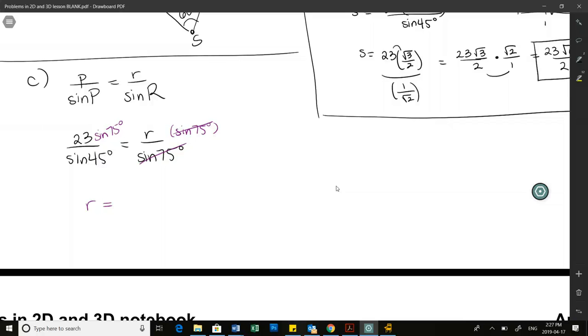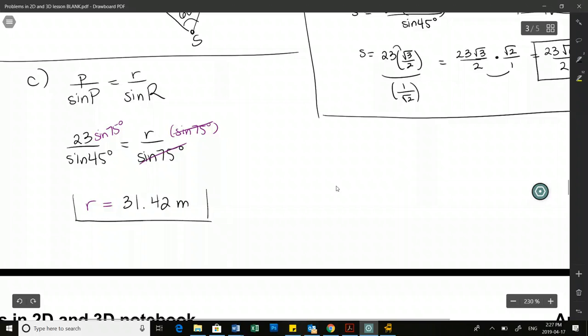What'd you get? 31.41? 31.41. Okay. Everyone else? Okay, we've got two different answers here. You didn't do it over sine 45 then. I got that before. Okay. So 31.42? And units of measurement are meters. Great.